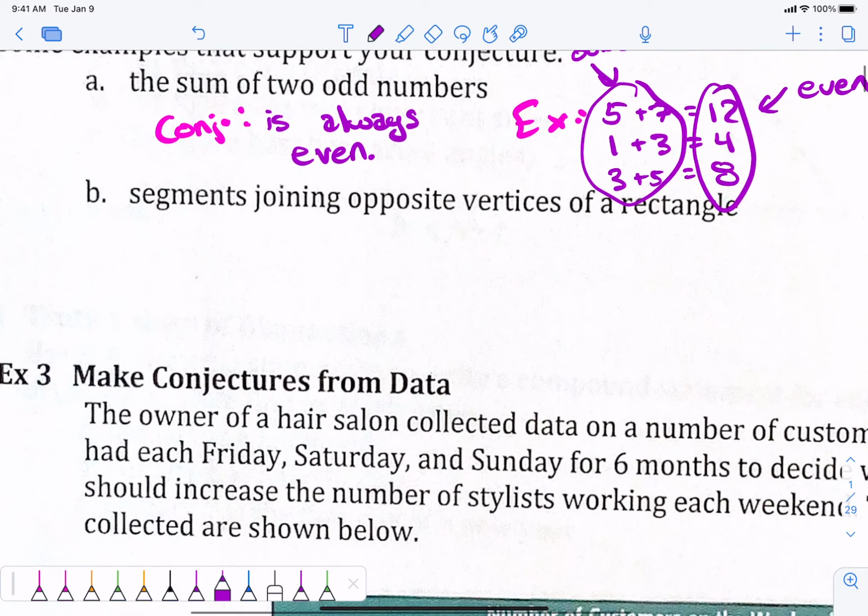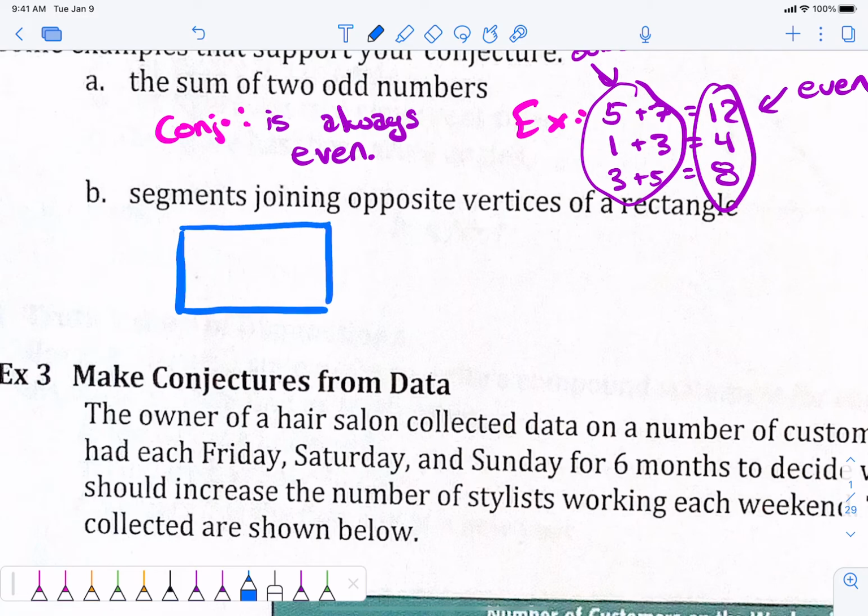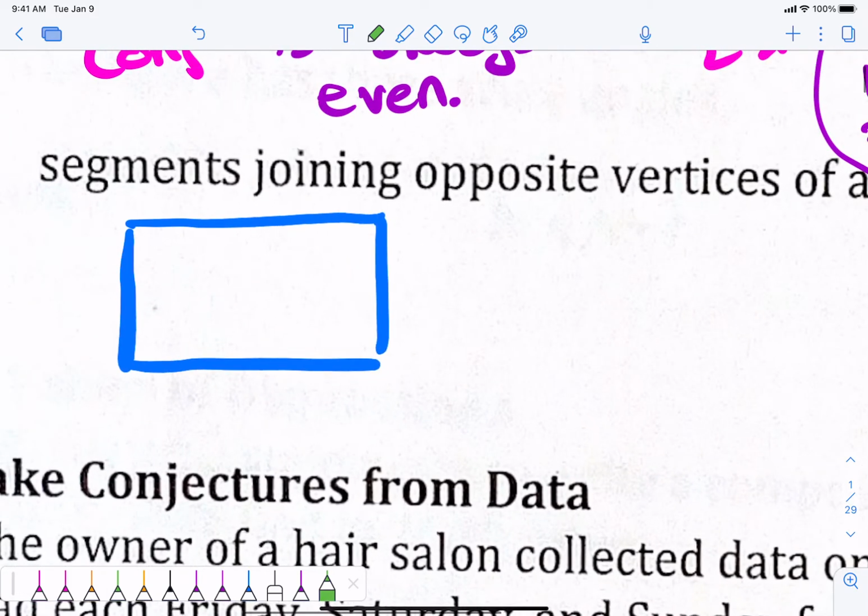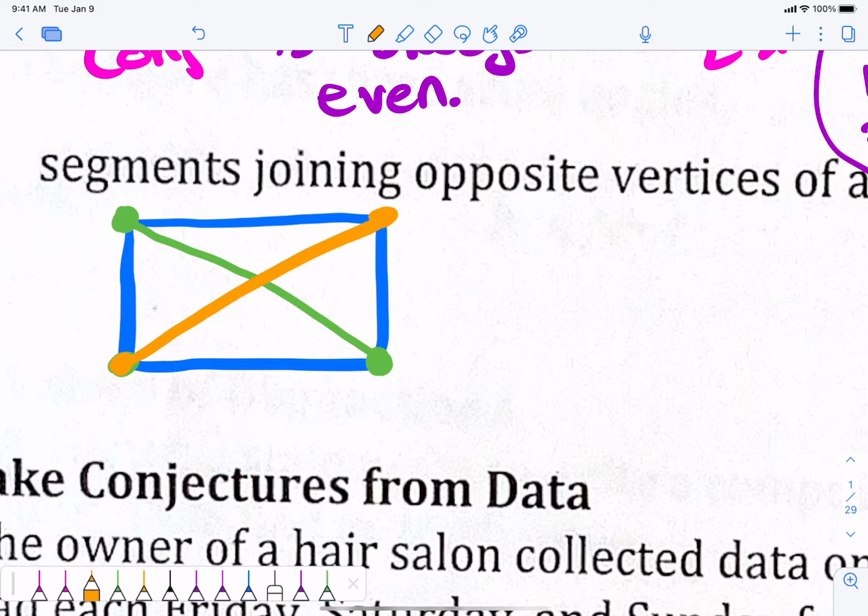All right, segments joining opposite vertices of a rectangle. This is a little bit confusing, okay? So let's talk about a rectangle. Let's draw a rectangle first. And what does opposite vertices mean? Like the corners that are across from each other. And the segment that joins those, okay? So I'm going to draw a segment that joins those two. And I'm going to draw this in a different color. I'm going to draw a segment that joins those two, okay?